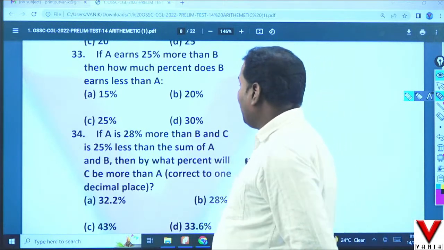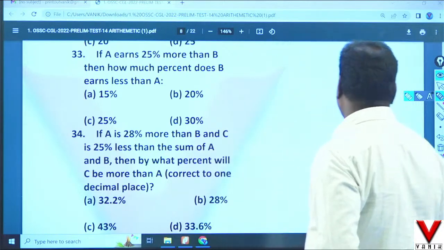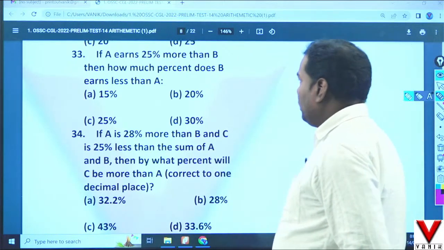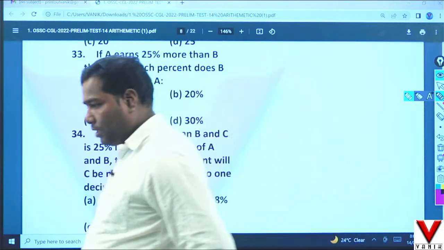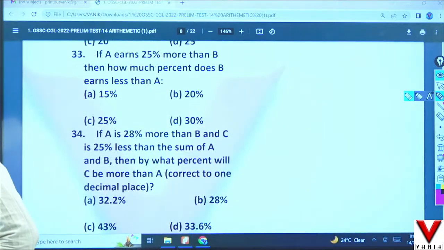If A earns 25% more than B, then how much percentage does B earn less than A? Tell me the answer. Sri, Akash, Prasanjit, Madhusudan, Bonita, Kishan, tell me the answer. This is a very easy question.